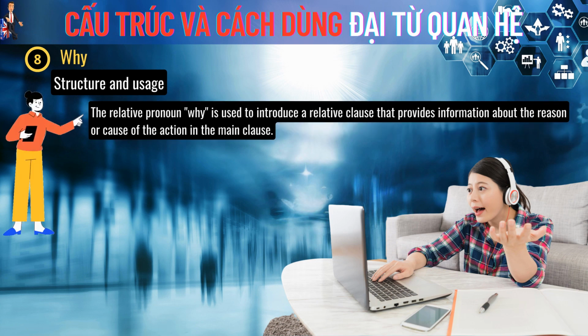The relative pronoun why is used to introduce a relative clause that provides information about the reason or cause of the action in the main clause.